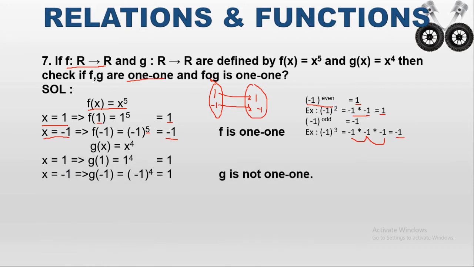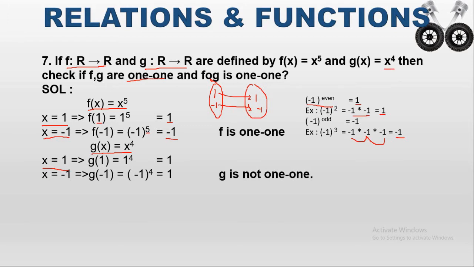Next one is g of x. We have to say whether g is 1 to 1 or not. We will check now. g of x equal to x power 4. So here g is also a function from R to R. So here also the real numbers. First I took one positive value. Next I will take one negative value. So here first I take x equal to 1. So that means g of 1. Wherever x is, I have to substitute 1.